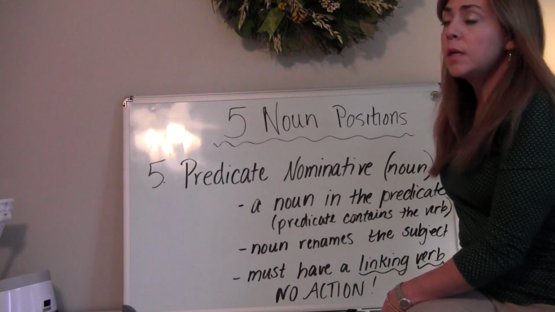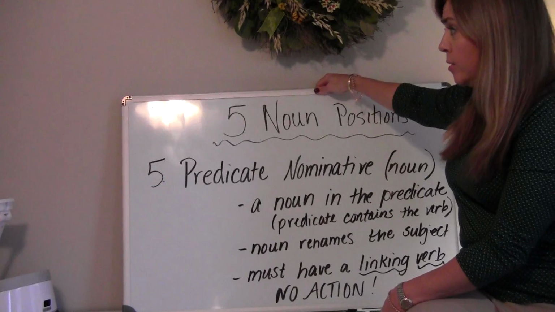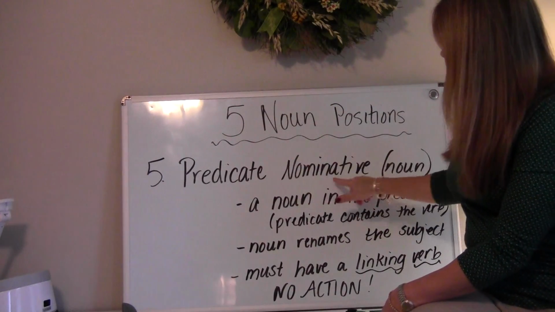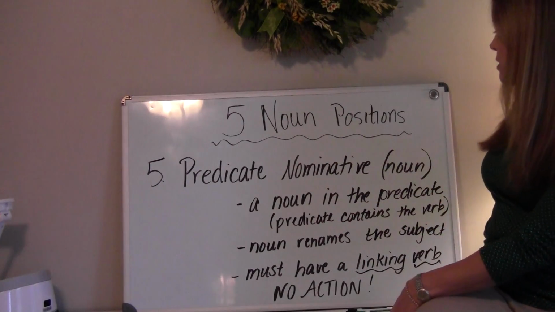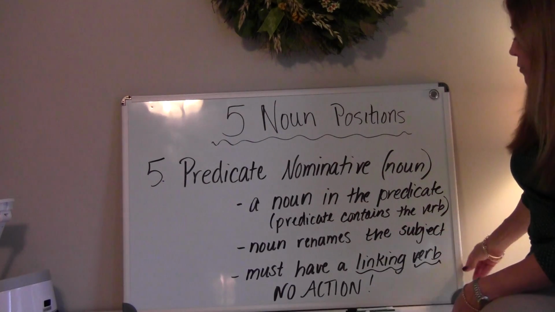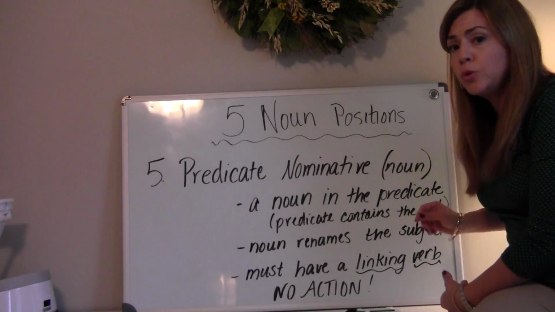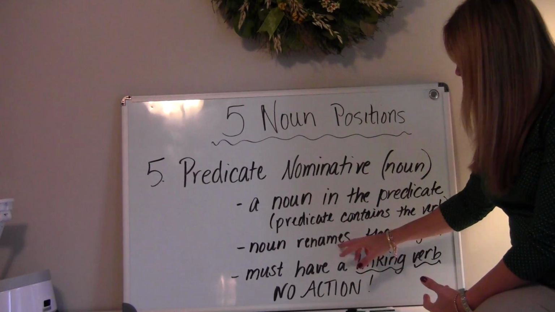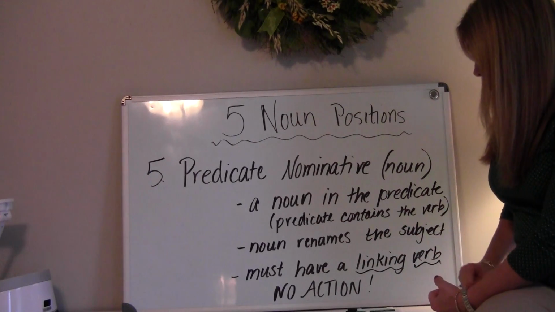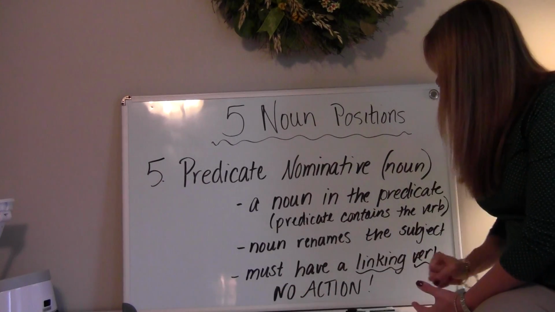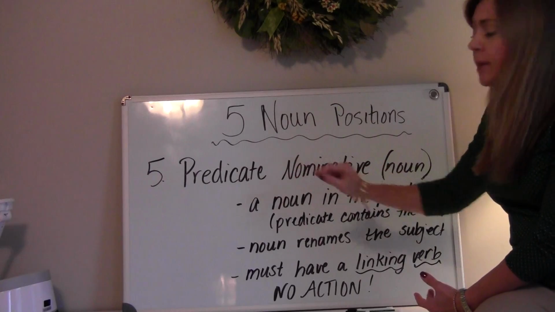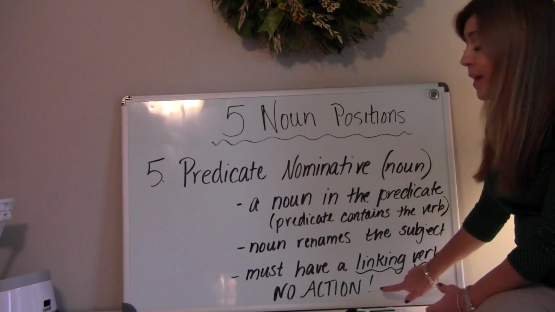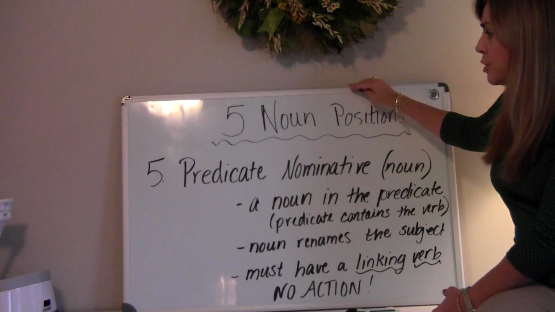Nominative is just a nice way of saying noun, so don't let that confuse you. So predicate nominative. It's a noun in the predicate. Remember, your predicate is what contains your verb. The noun that's in the predicate renames the subject. And in a sentence that you say has a predicate nominative, you must have a linking verb. There cannot be an action verb.